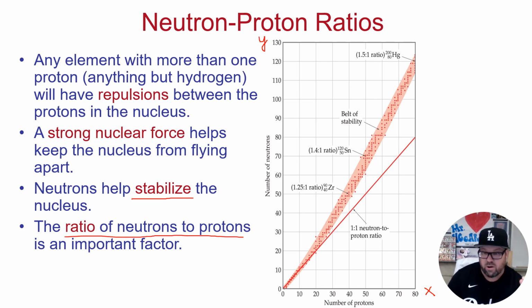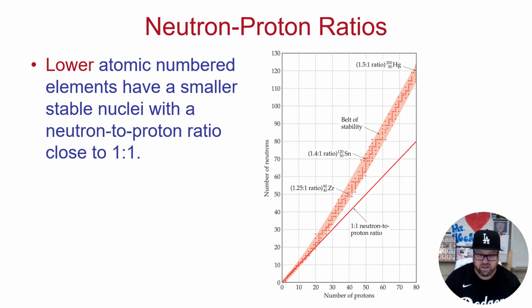Now, this red line I want to highlight here, this red line is the 1-to-1 neutron to proton ratio. And so when you start lower, like atomic number 20 or less, most stable isotopes run at a 1-to-1 ratio. However, as you start to approach an atomic number of 30, you notice the band of stability start to bend towards the number of neutrons, meaning that higher elements require more neutrons than protons. It's not a 1-to-1 ratio in order to get a stable nuclei.